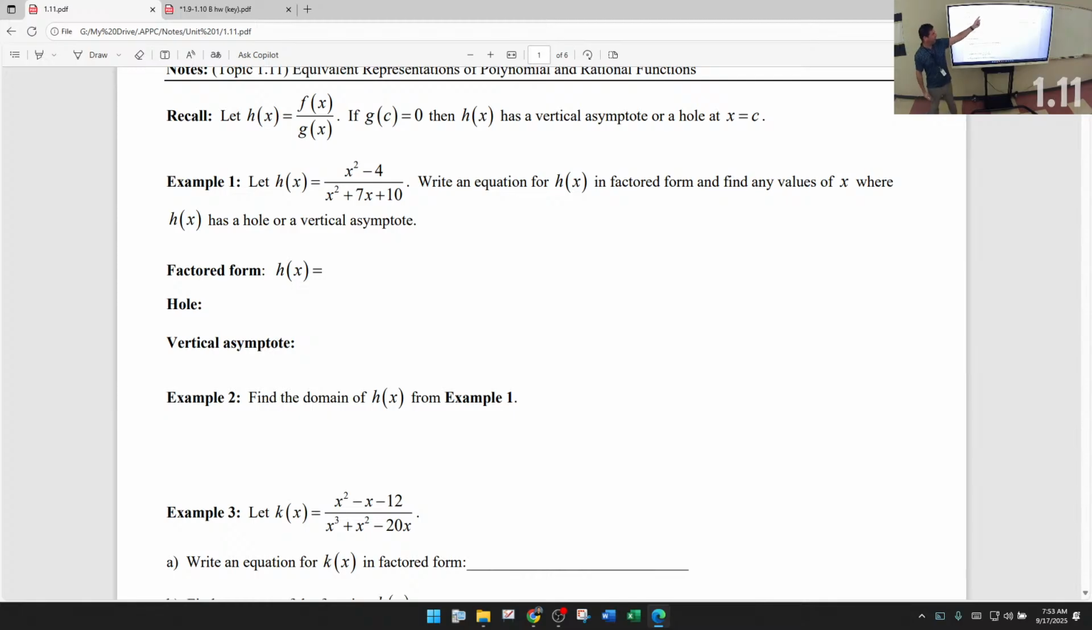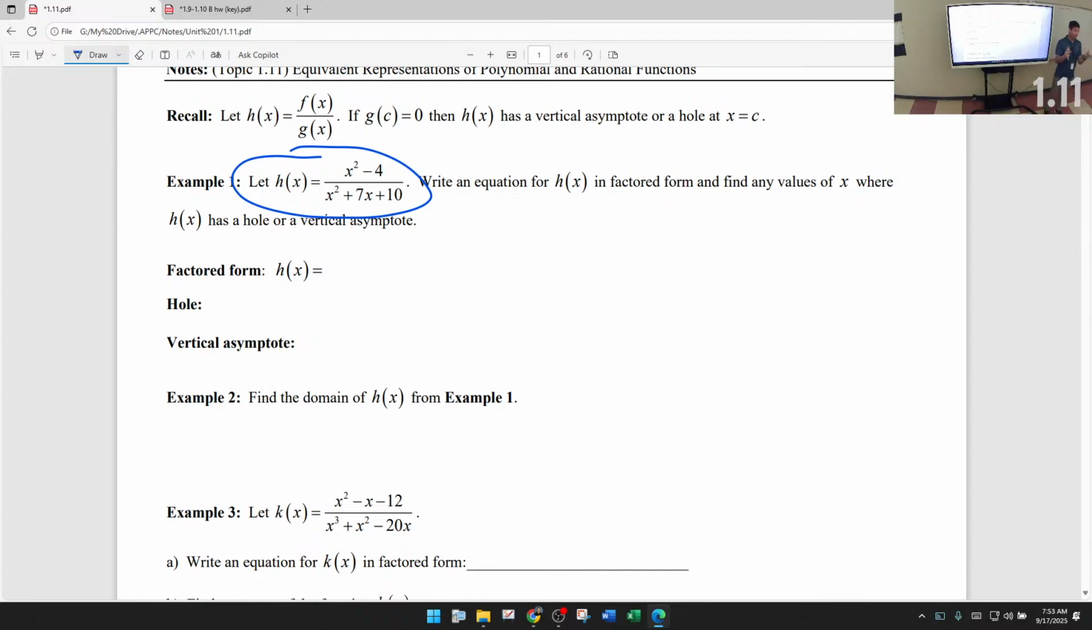We got h of x is equal to f of x over g of x. So again, we're talking about a rational function, okay? We know that if g of c equals 0, then it has a vertical asymptote at c. We already know that. So now we're starting to get into a little bit less, I don't want to say learning, and more of using a lot of stuff we know. Here they put h of x is x squared minus 4 over x squared plus 7x plus 10. So they're starting to combine all these polynomials instead of factoring them for you. So I told you at some point, you got to know how to factor.